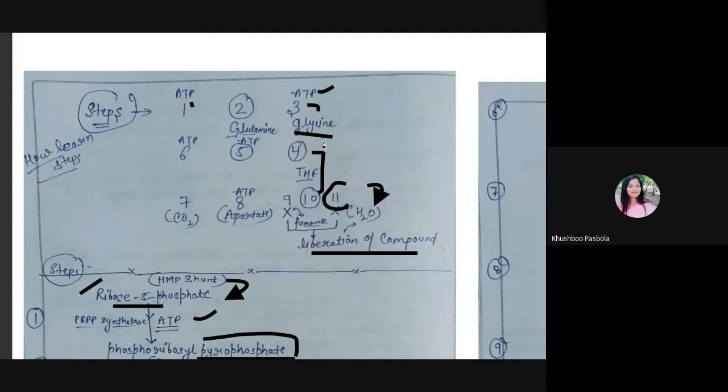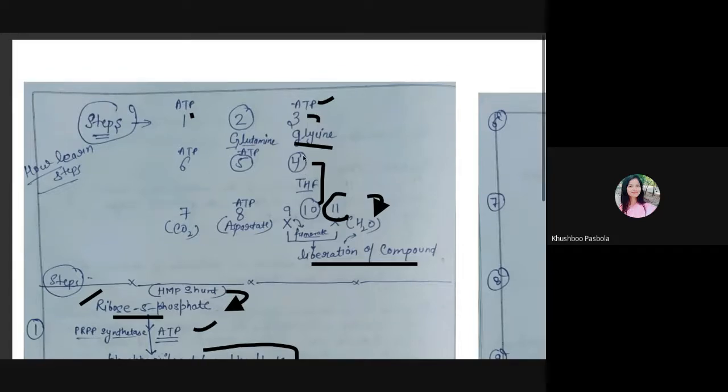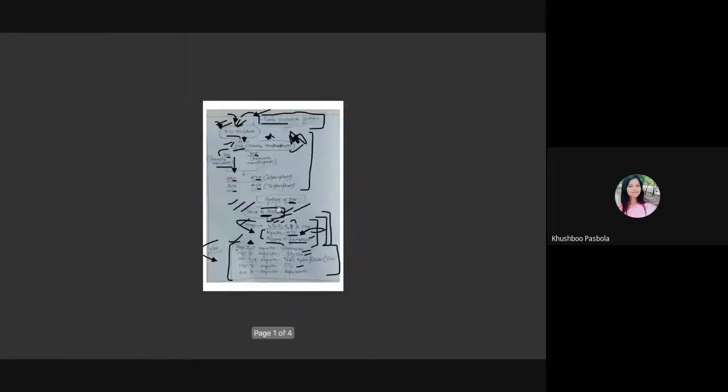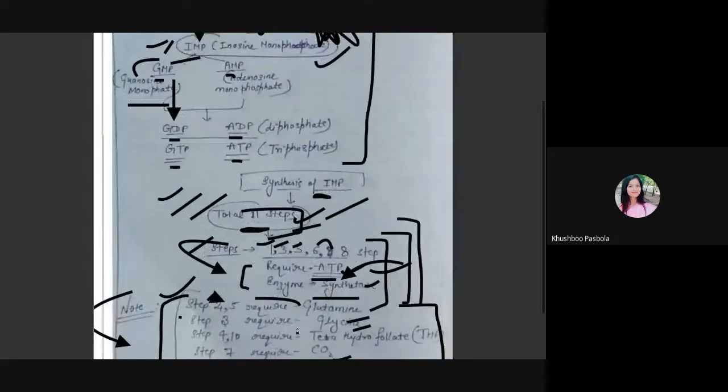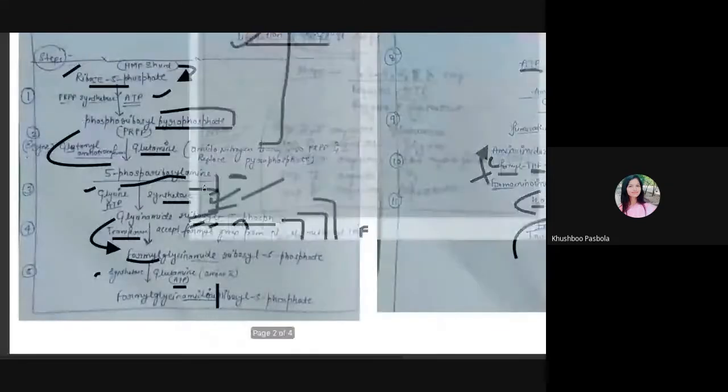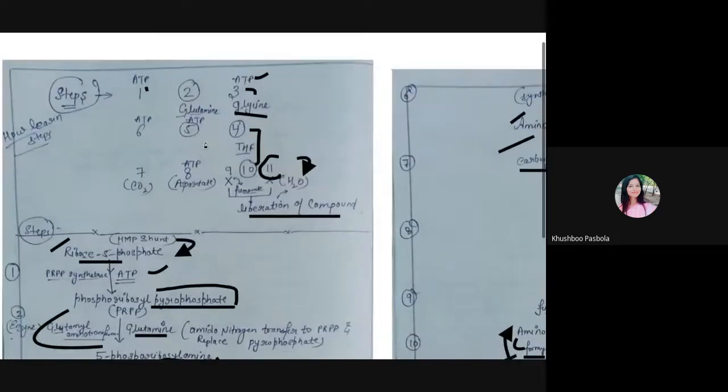Which step? Fourth step, actually, not third step. But you can see, just a moment. Step third requires glycine, right? So third step requires glycine. Step fourth, so that you don't get confused by these circles, just put the circles here in fourth and 10th. So fourth and 10th require THF, that is tetrahydrofolate, right? Step 8 requires aspartate, and step 7 requires carbon dioxide, that is CO2, right?